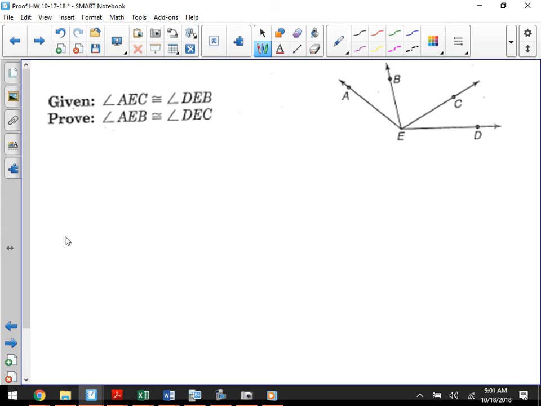You got it. Anyway, so when you get into this, mark it. Those two angles are the same because it's given.